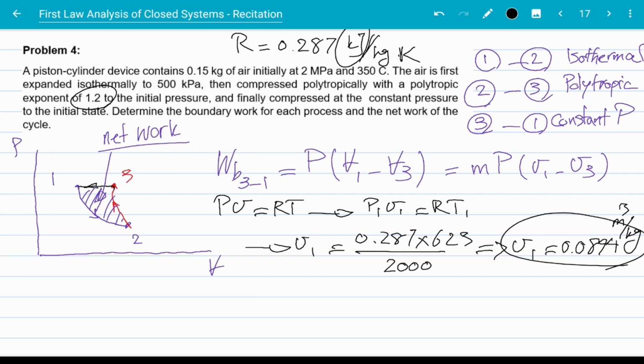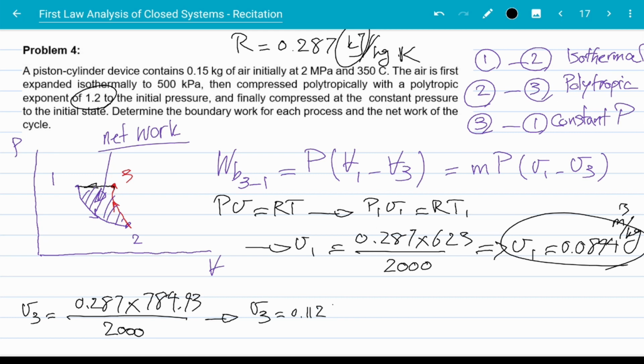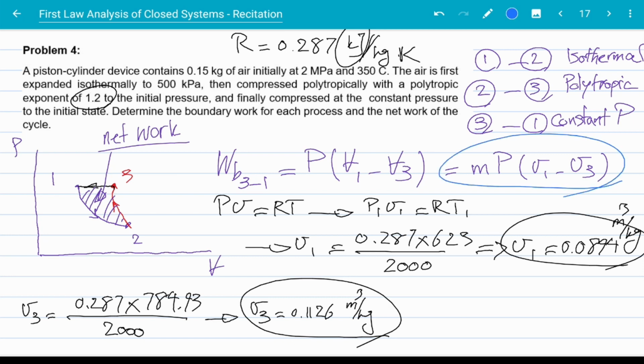All right. We can do the same thing for state 3. Specific volume 3 is the same, 0.287 times temperature 3, we found it from the previous page, 784.93 over 2000. Specific volume 3 is 0.1126 meters cubed per kilogram. Okay, so this is specific volume at state 3. I can plug in both of these back into my equation and find the work.